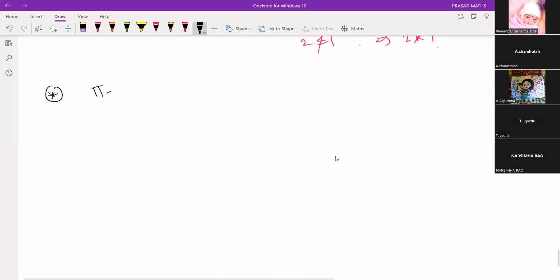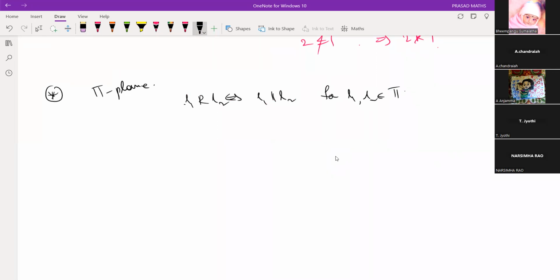Next, suppose you take a plane, a two-dimensional plane. Suppose L1 is my line and L2 is another line. L1 is related to L2 if L1 is parallel to L2, for any two lines appearing in the plane. So what is my set? My set is a plane.